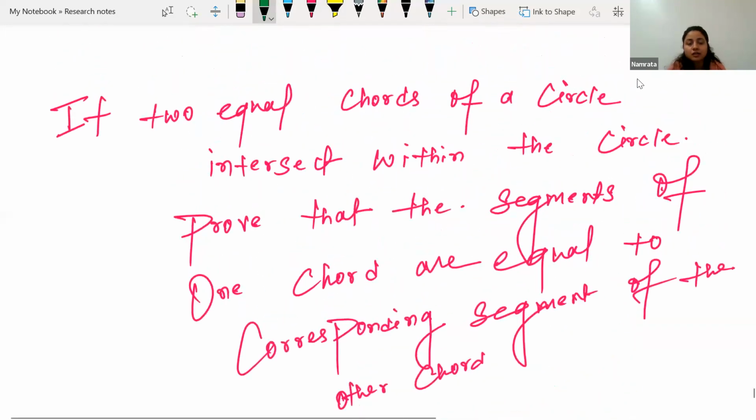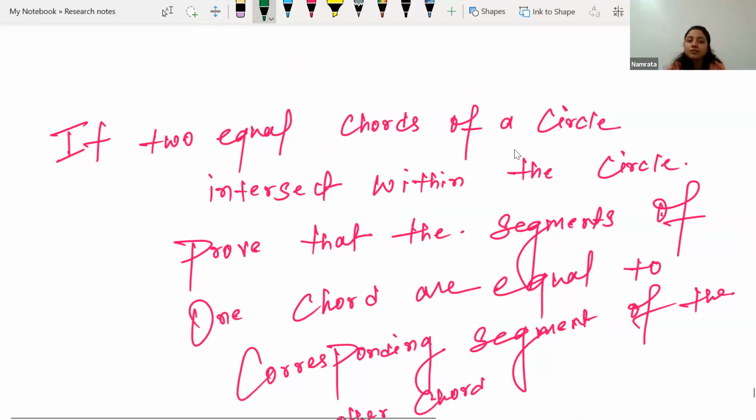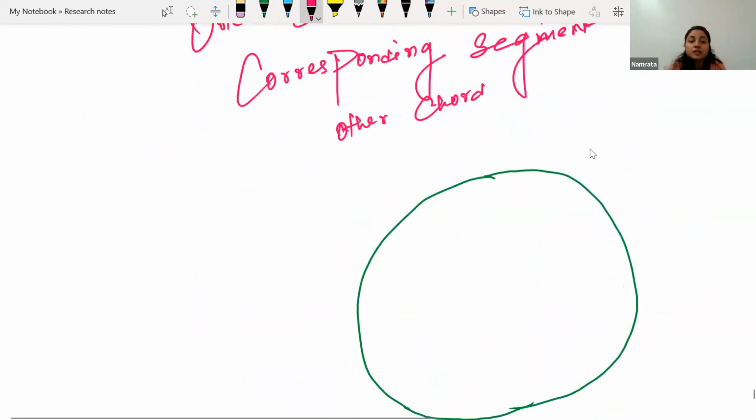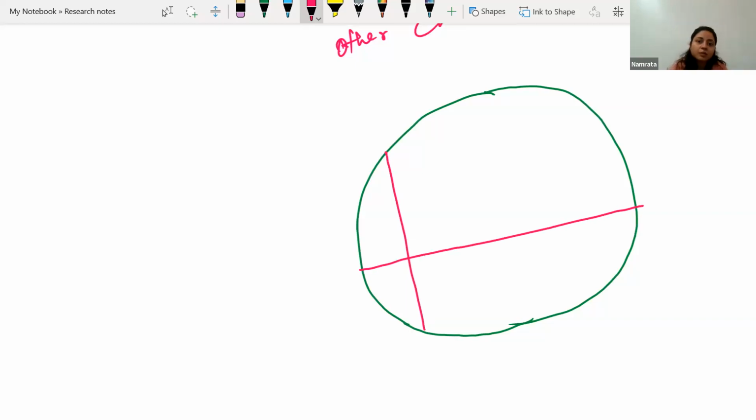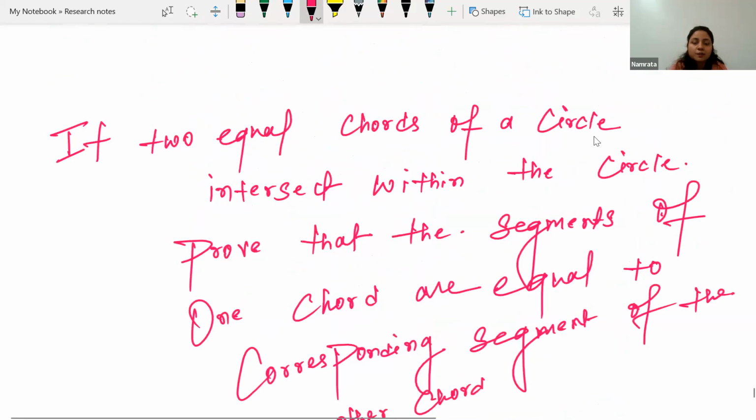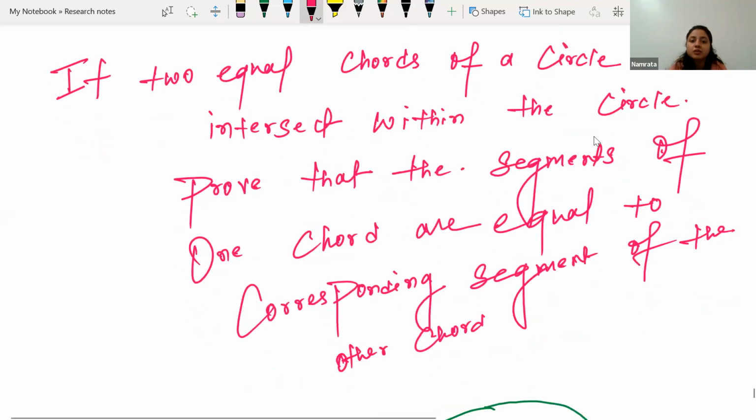Now here the theorem says if two equal chords of a circle intersect within the circle. So there are two equal chords which are intersecting within the circle. This is the chord we are having and this is the chord we are having, like this and like this. Both are intersecting within the circle. Prove that the segments of one chord are equal to the corresponding segments of the other chord.